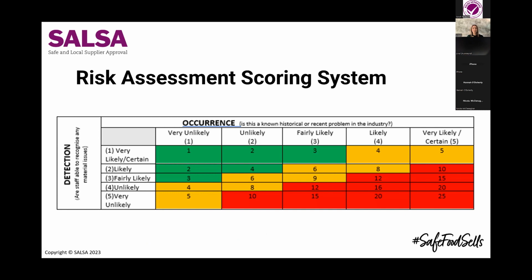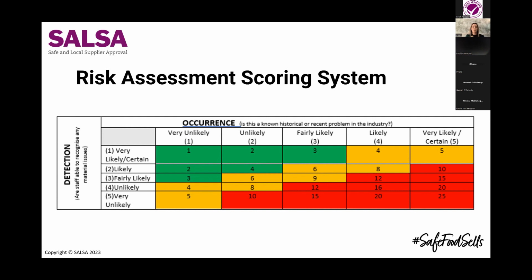Thinking about the risk assessment then, this is the part where you carry it out, and this is where all your research comes together. Has there been any previous known issues relating to the raw materials or packaging that could affect your business? This is the bit where you look at the occurrence. Here we've got a scoring system. Are there any known historical or recent problems in the industry? You give yourself a score of 1, 2, 3, 4, or 5, depending on whether you think it's unlikely, fairly likely, very likely, or certain.